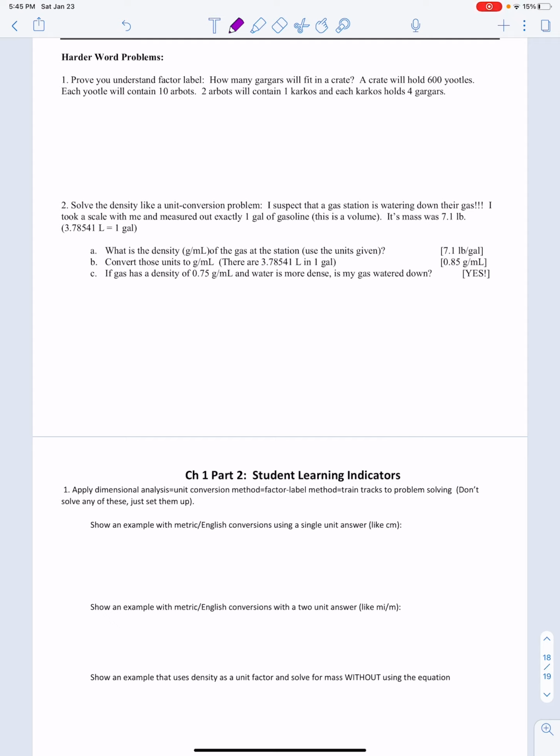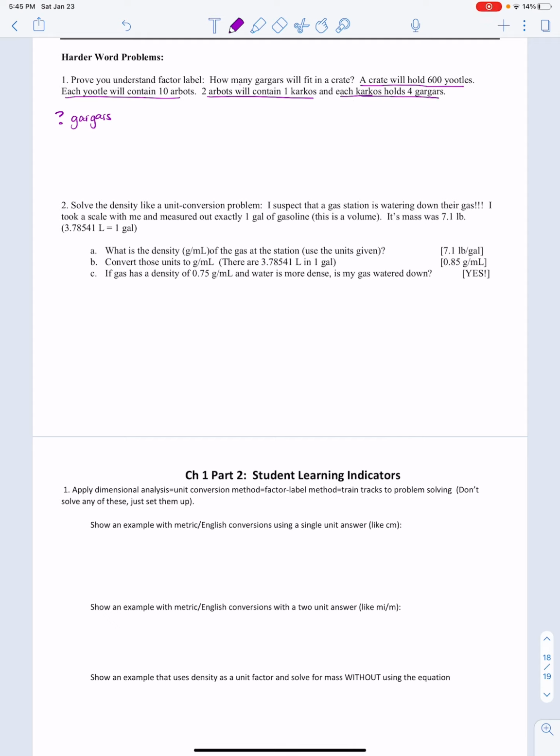So, how many gar-gars will fit in a crate? So, what we want to know is gar-gars. What we start with, you'll look over here. It says a crate holds that many udels. Each udel has that many arbots. That many arbots are many carcos, and each carcos holds 4 gar-gars.